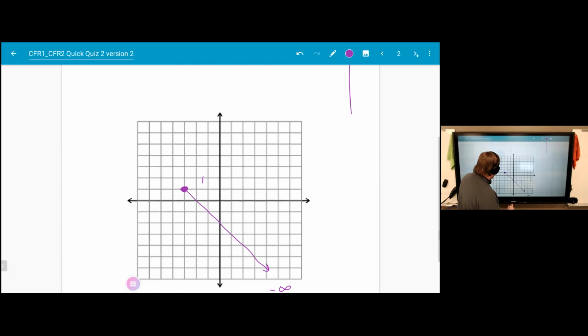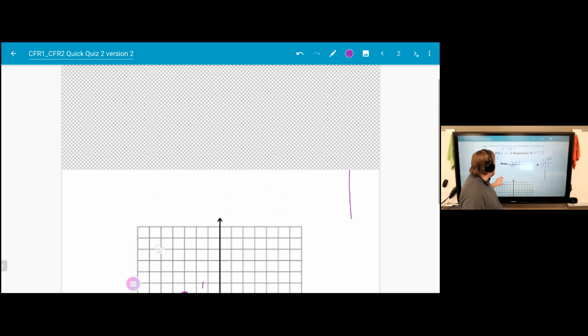I'm just going to pick another point. I go down 1, right 1, down 1, right 1, because it's a negative slope. And it's just going to keep going, because there's no stopping x from going to positive infinity. But what happens when my x values go to positive infinity, my y values go to negative infinity. My lowest y value is negative infinity. My biggest y value is 1.